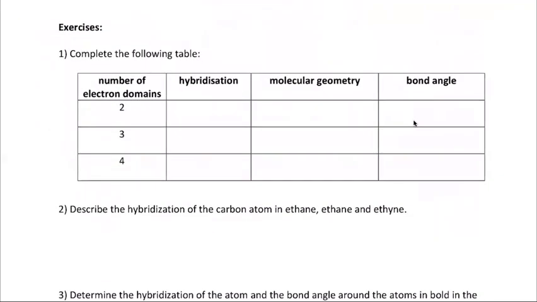So on your exercises today, you have a table where you're summarizing what we just said. Just remember though, on the 4 electron domains for molecular geometry and bond angle, you'll have multiple answers because that was the one that could have been 3 different shapes.